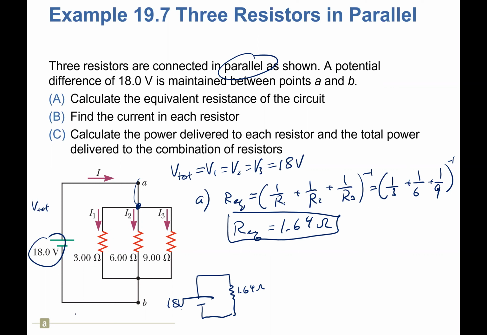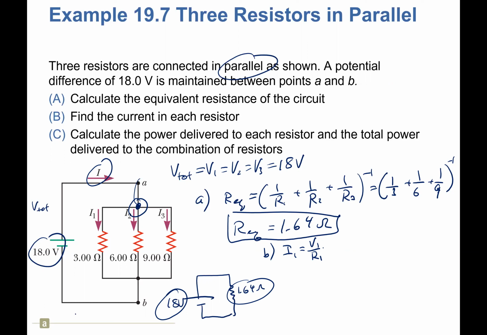Basically it means just that. Now it says find the current in each resistor. That means what I can do here is this. If I use these values, 18 and 1.64 ohms, I'm going to get a total current. But because this is a junction point, the total current will be split into 3. So for part B, I can calculate I1 by taking V1 over R1.